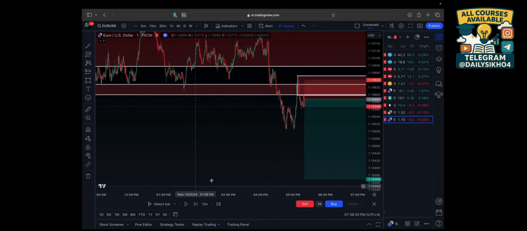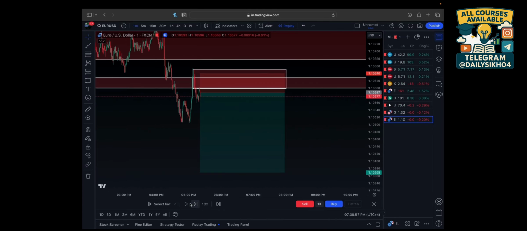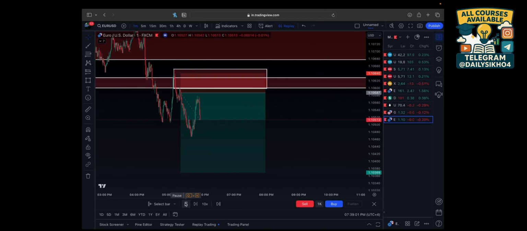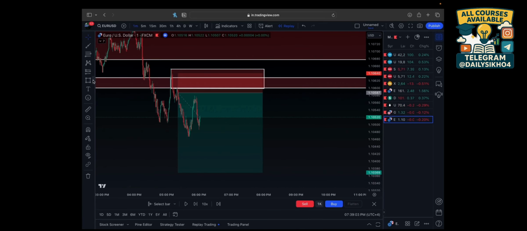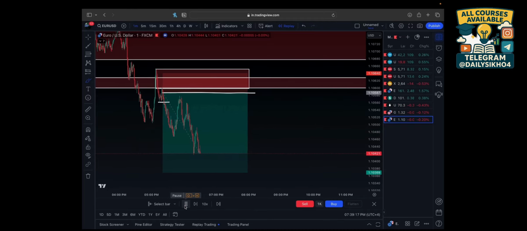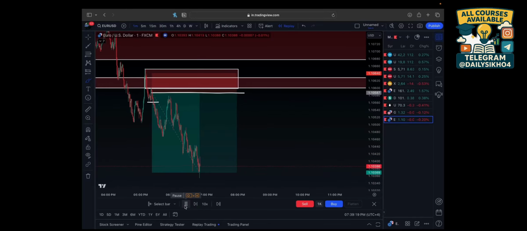I entered over here and price went straight into my TP. Now, one more very, very important thing. The moment price made this new lower low, I trailed my stop loss to break even. And the price almost stopped me out. I thought, you know what, this is my third trade where I'm going to be stopped out at break even. But no, price bounced back from there and went straight into my take profit.